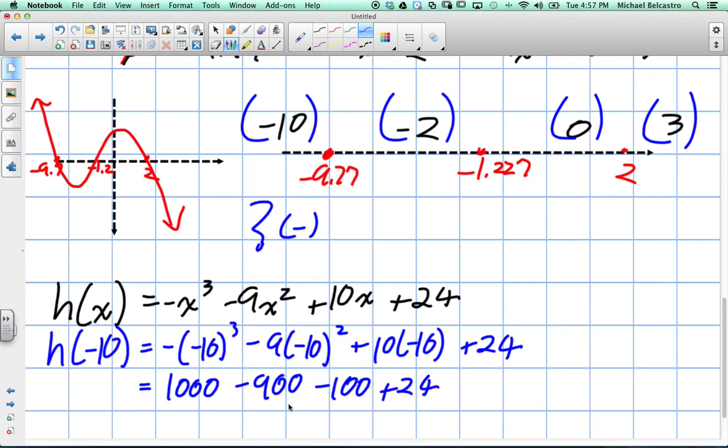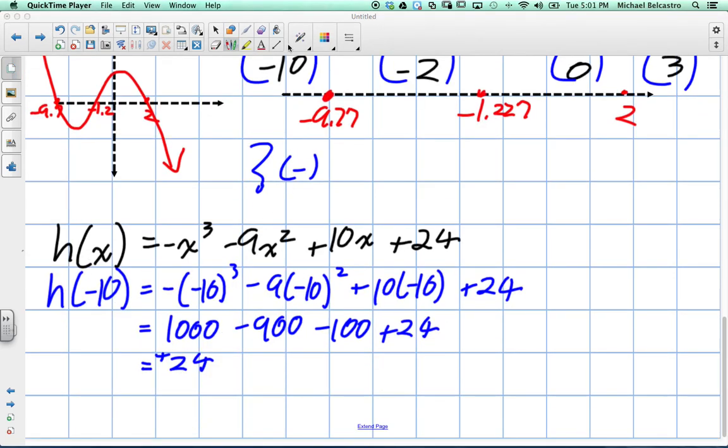And when we work this all out, this is 1,000 minus 1,000, we get 24. So we get a positive value. Okay, so because it's positive here, that's not what we're looking for, right?